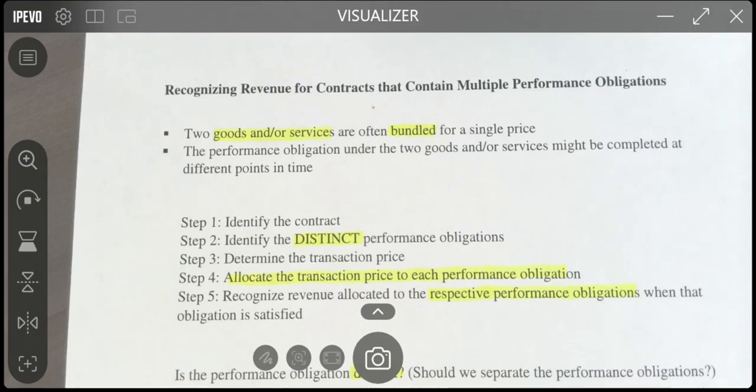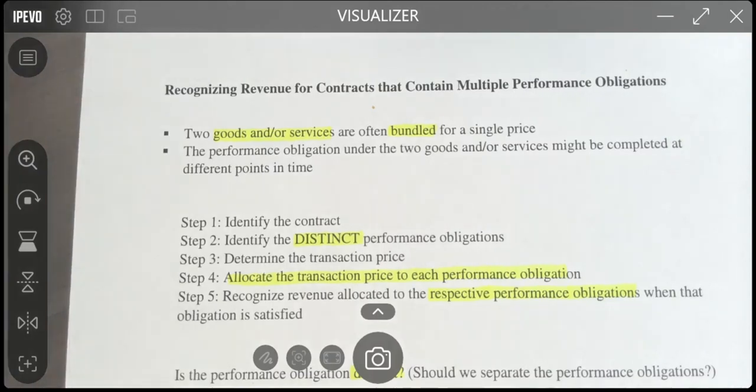Let's talk about it in general first. Recognizing revenue for contracts that contain multiple performance obligations. There are two goods and/or services, and they're often bundled for a single price. You've heard that on commercials a lot, bundling. These performance obligations under the two goods and/or services might be completed at different points in time. But the steps are the same.